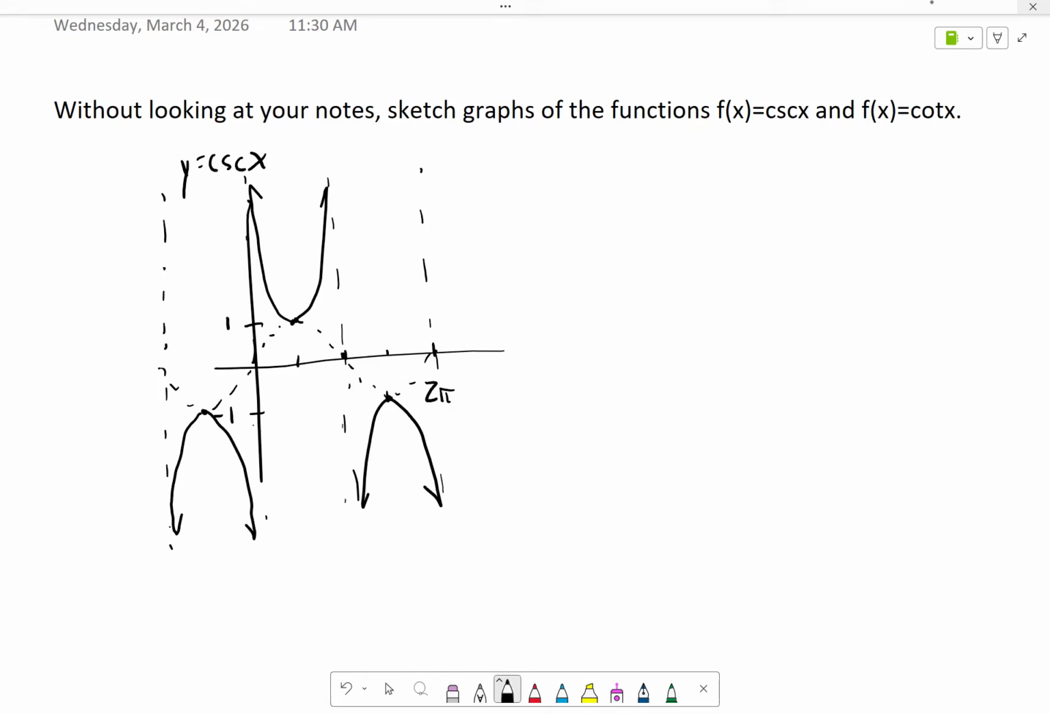Okay. Are we okay with the cosecant? Can you visualize the sine wave kind of swimming through the middle of it? And it actually touches at the bottom and the top of each one of these branches. Yes, Haley.